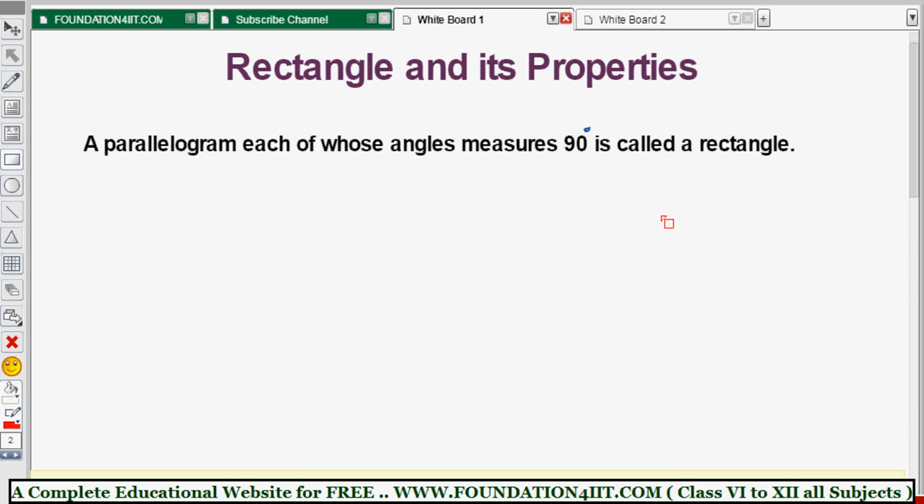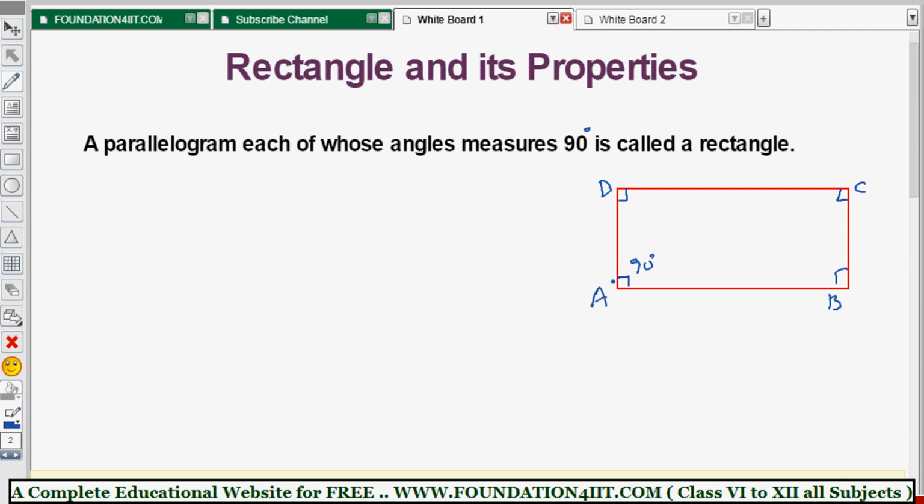So see the diagram. A, B, C, D are vertices. So ABCD is a rectangle now. Each and every angle is 90 degrees. That means AB is perpendicular to AD and AD is perpendicular to DC. Similarly, this is too. So each and every angle is 90 degrees. Right? There's a right angle symbol, so every angle is a right angle. Now see the properties.